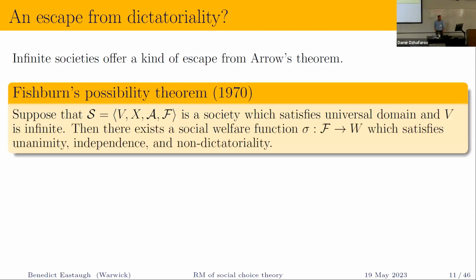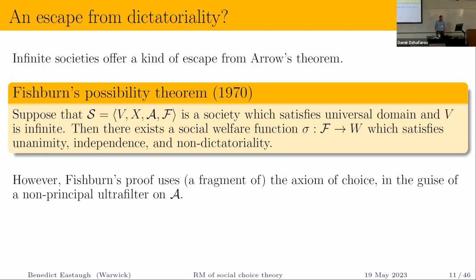So suppose you've got a society that satisfies universal domain and is infinite, then there's a social welfare function which satisfies all 3 of Arrow's conditions. Okay, and the proof is fairly straightforward. But of course, Fishburn's result uses some choice. I mean, not all of choice, but some choice. And the guys have this non-principal ultrafilter.